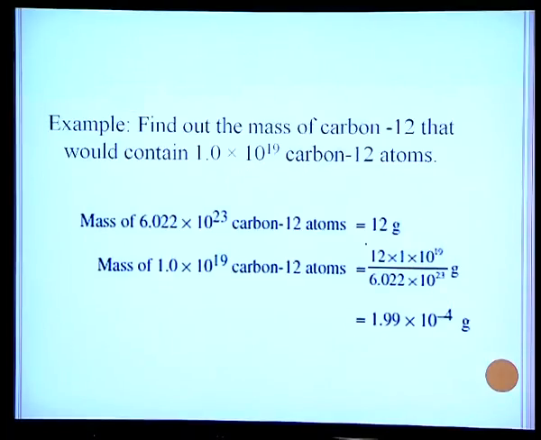Now an example: find out the mass of carbon 12 that would contain 1.0 into 10 to the power 19 carbon 12 atoms. Mass of 6.022 into 10 to the power 23 carbon 12 atoms is equal to 12 gram. Mass of 1.0 into 10 to the power 19 carbon 12 atoms will be equal to 12 into 1 into 10 to the power 19 divided by 6.022 into 10 to the power 23, that is equal to 1.99 into 10 to the power minus 4 gram.